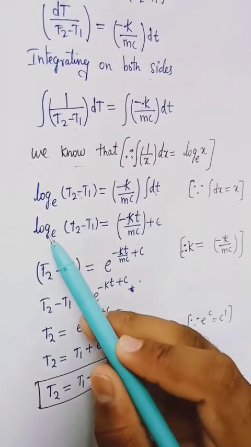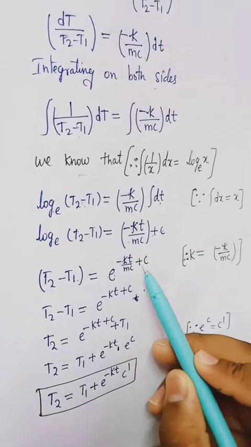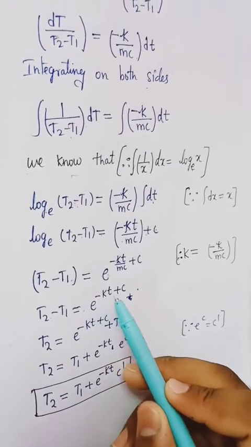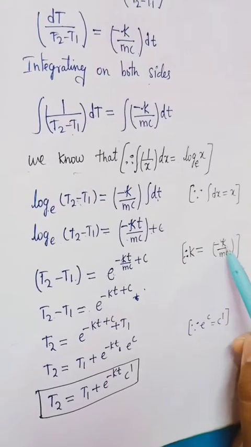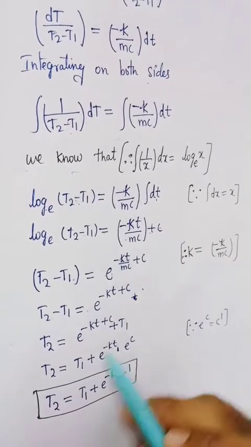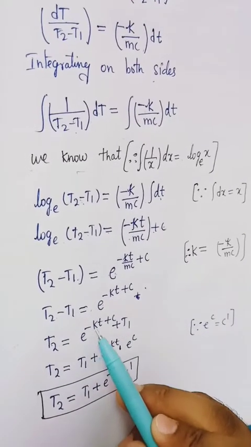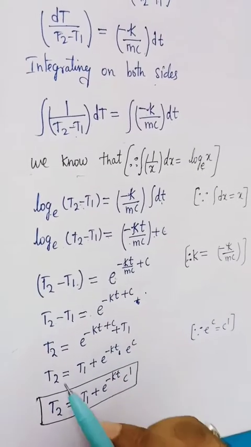T2 minus T1 is equal to, the logarithm term becomes exponential form, e power minus kt by mc plus c. So T2 minus T1 is equal to e power minus kt plus c. The capital K we can take as minus k by mc. We bring the T1 value here: T2 is equal to e power minus kt plus c plus T1.